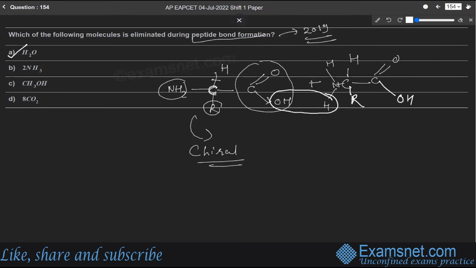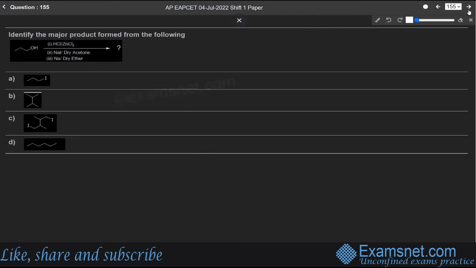Let's look at the next question. Again, this question is from organic chemistry, right? HCl, ZnCl2, these kinds of questions are given to us. This is a question from alcohols, phenols, and ethers, the second organic chapter of 12th chemistry. The question states: identify the major product formed during the following reaction. It is given with something, OH, alkyl chain.